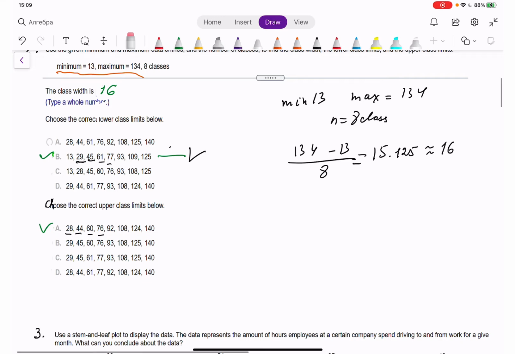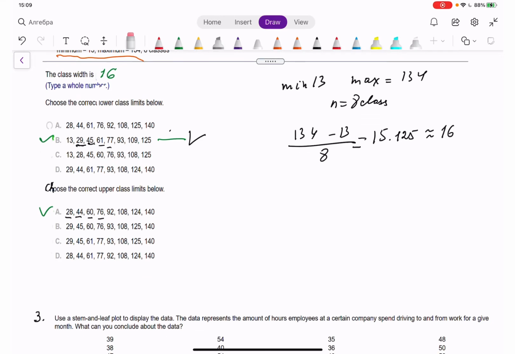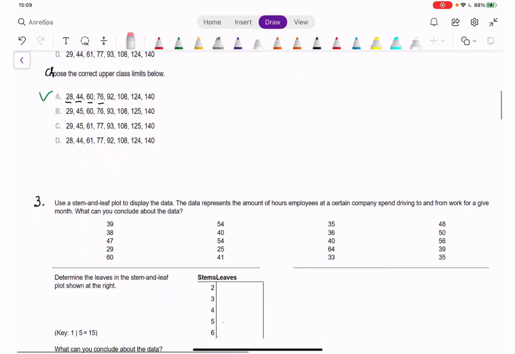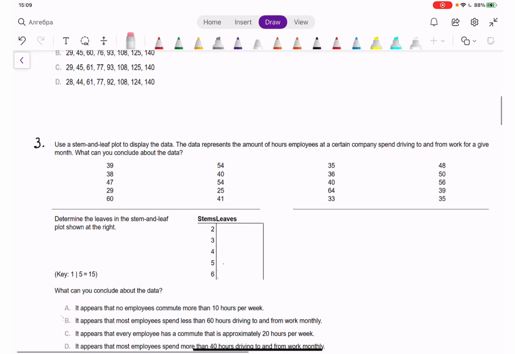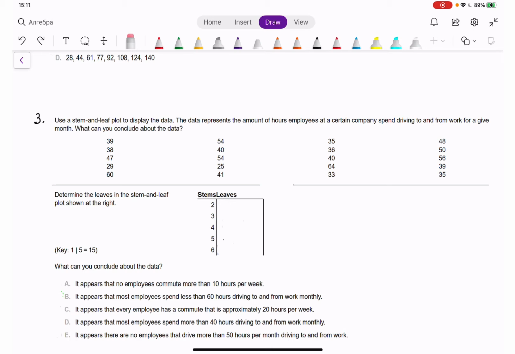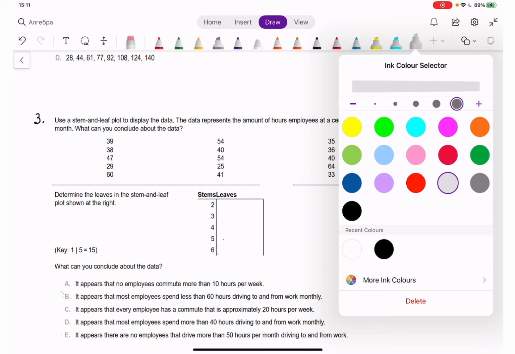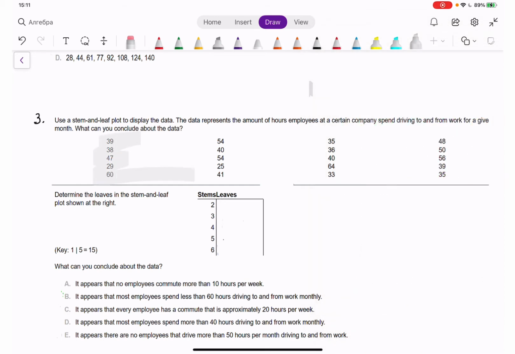Okay, moving to the next question. So what do we have here? Using a stem and leaf plot to display data. Here we have our database, let me pick this color. This is all our database, and we need to find all numbers that start with 2, which is stem 2.